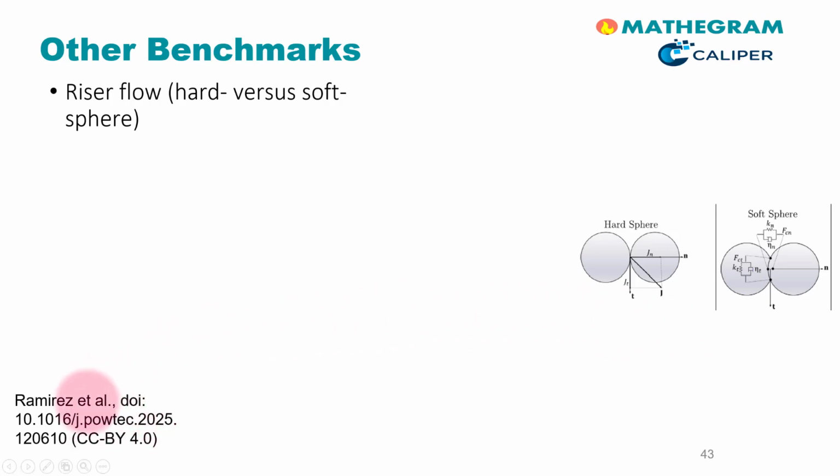Specifically, the authors considered the flow in a riser. A riser is a gas particle flow that is relatively dilute and in which particles are transported upwards with the gas. To remind you of the differences of these different DEM simulation approaches, I have indicated the sketch here on the right, which was taken from the publication of Ramirez et al.